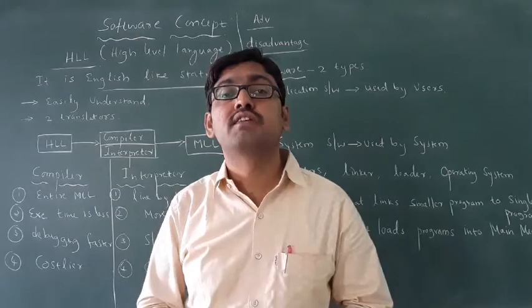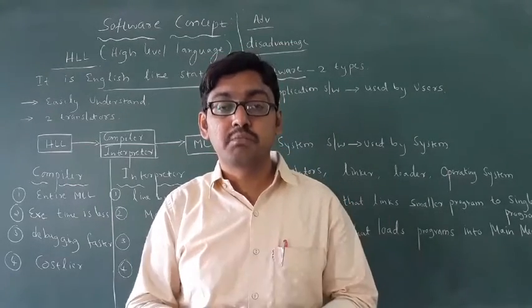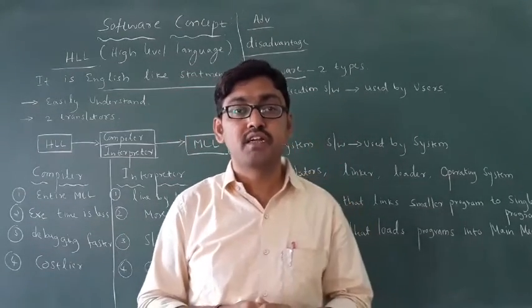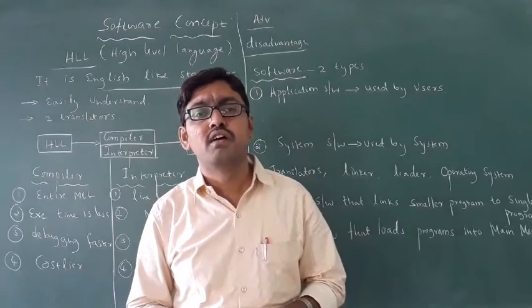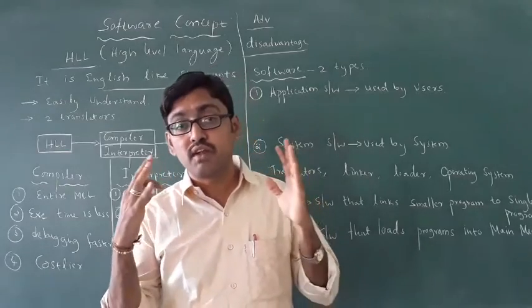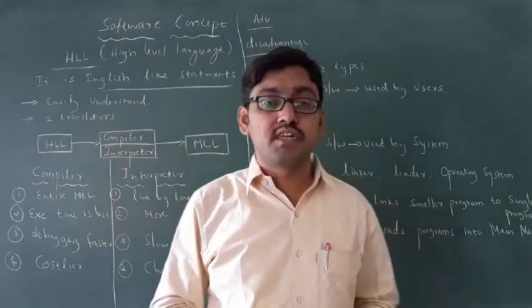High level language consists of English-like statements, like alphabets, digits and special symbols. These are what is called a high level language. What is high level language? See, it is an English-like statement.